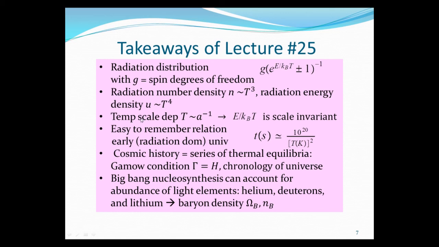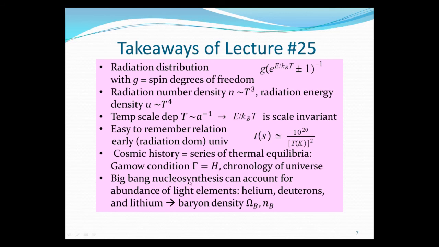We also learned that the temperature scales like 1 over a, and so E scales like 1 over a, kT scales as 1 over a, so the combination E over T is scale invariant. So this distribution does not change even though the temperature gets cooler, lower; the distribution is still the same. It's easy to remember that from the temperature you can figure out the cosmic time. Cosmic history is composed of a series of thermal equilibria, and the transition time is determined by the reaction rate versus the expansion rate. From this, we can form a chronology of the universe.